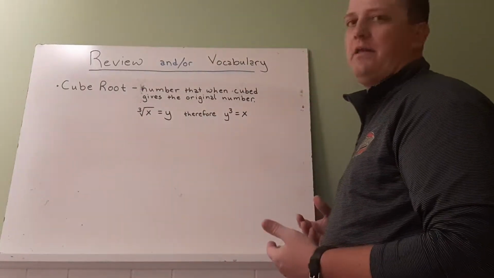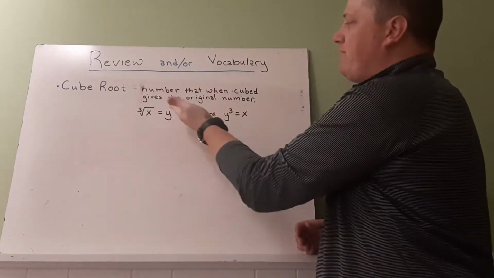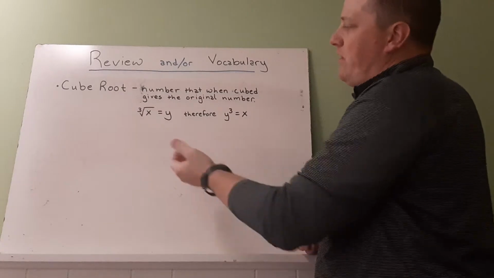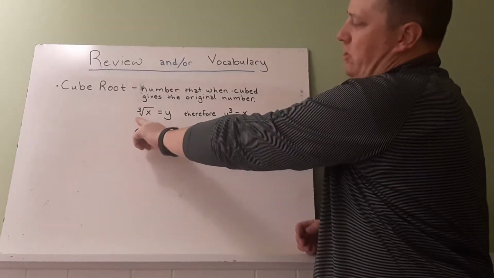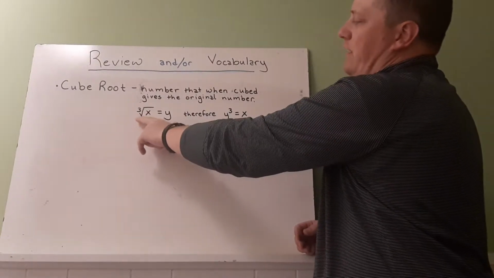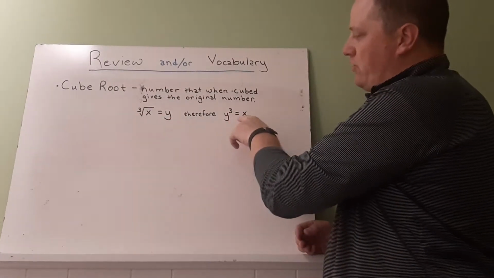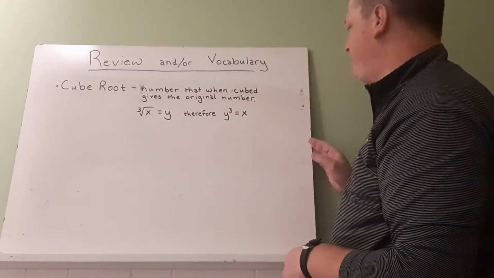So our vocabulary here is cube root: a number that when cubed gives the original number. So it looks like this. We have the cube root symbol, which is like the square root, just with a 3 here. So we're going to cube root x, and we'll get y. Therefore, y cubed equals x. So this is how cube roots work.